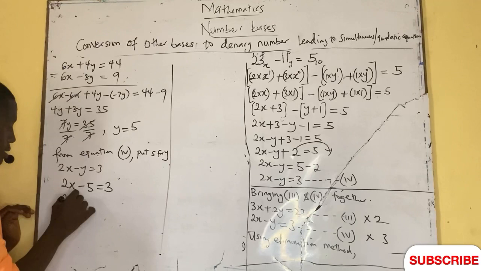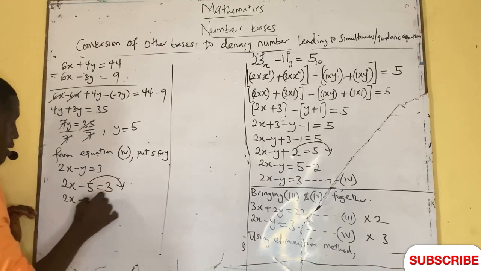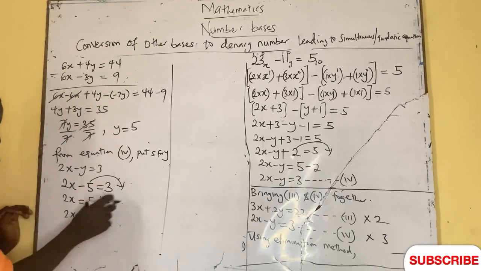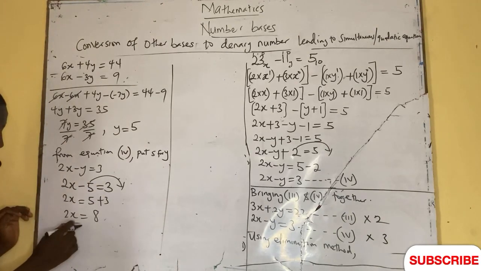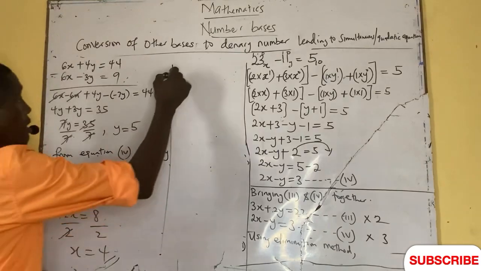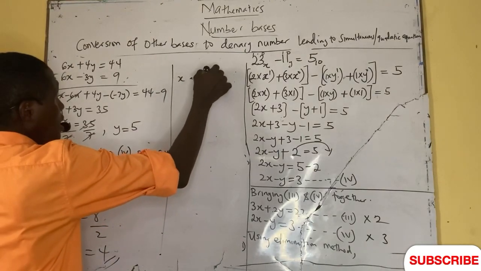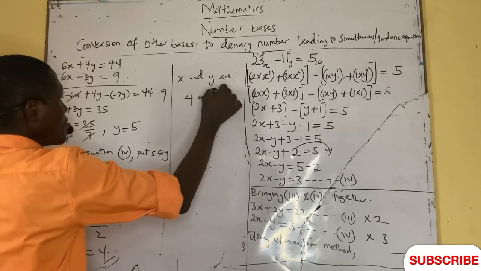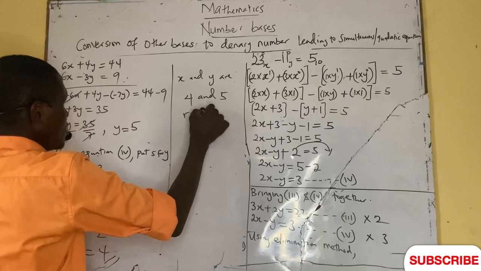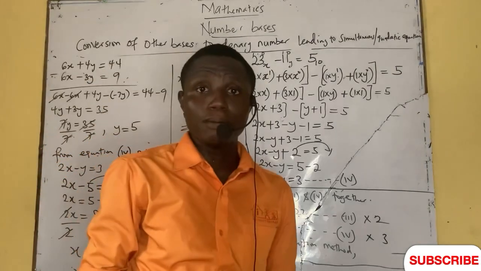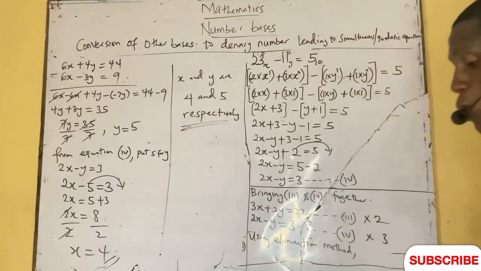So we have 2x equal to, when you transfer this one to the other side, 5 plus 3. We have 2x equal to 8. Divide both sides by 2. So x is equal to 4. So x and y are 4 and 5 respectively. So that's it. That's number basis leading to simultaneous equation. So let's go to the next one.